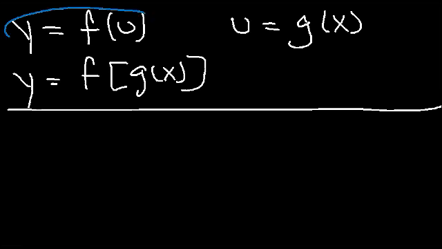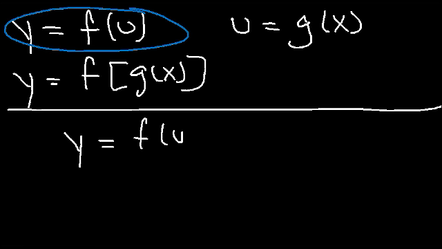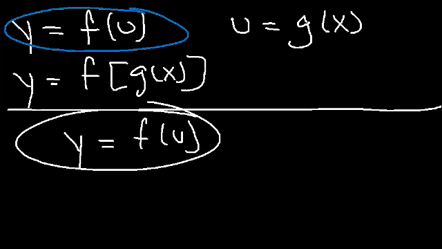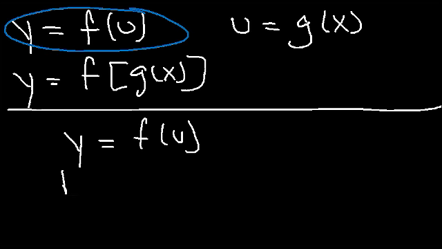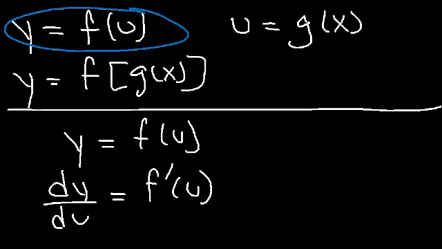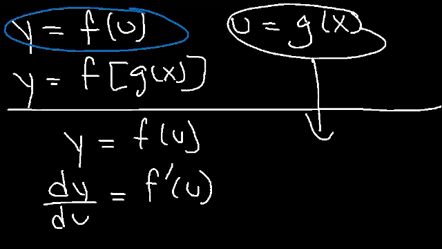Now, let's say we start with this function. If we differentiate both sides of this function, what's going to happen? If we differentiate this function with respect to the u variable, we're going to get this expression: dy divided by du is equal to f prime of u. Do you agree? Now, if we differentiate this function, we're going to get du over dx, which is equal to g prime of x.